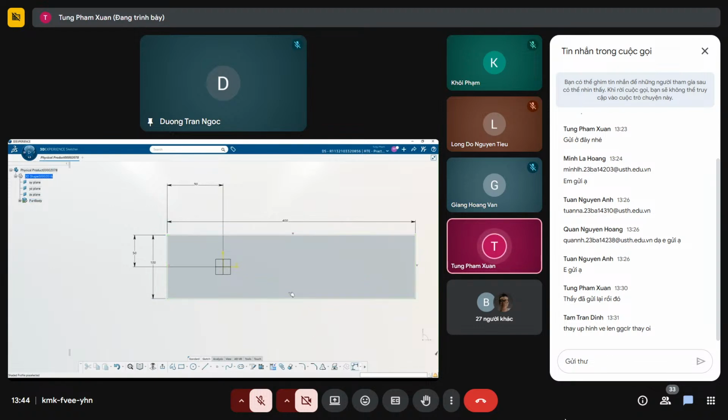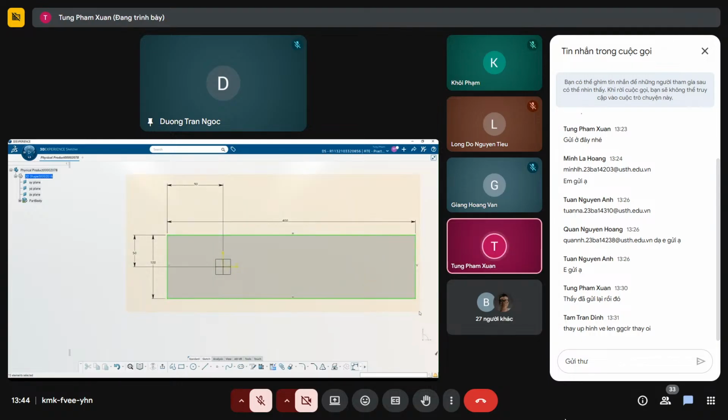Một hình được gọi là full constraint, có nghĩa là fully control, tức là các điểm của nó hoàn toàn có kích thước đầy đủ để cái hình đấy không bị xê dịch hay bị bê đi đâu, thì người ta gọi đó là full constraint. Và cái này rất quan trọng.